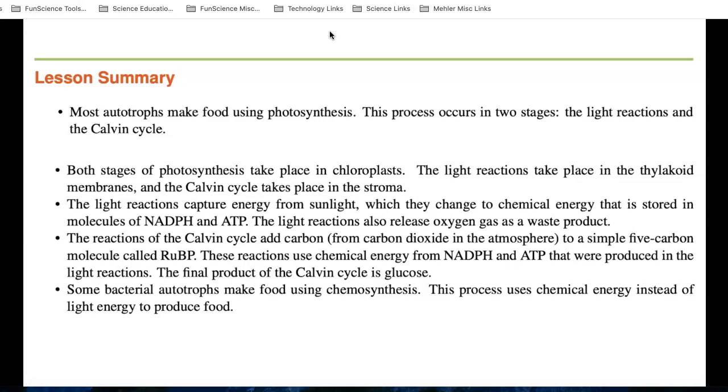Read these other bullets. They talk about the energy-rich molecules. And at the end, remember, some bacterial autotrophs make food using chemosynthesis. Those are the ones in the vent communities deep in the ocean where there is no sunlight.